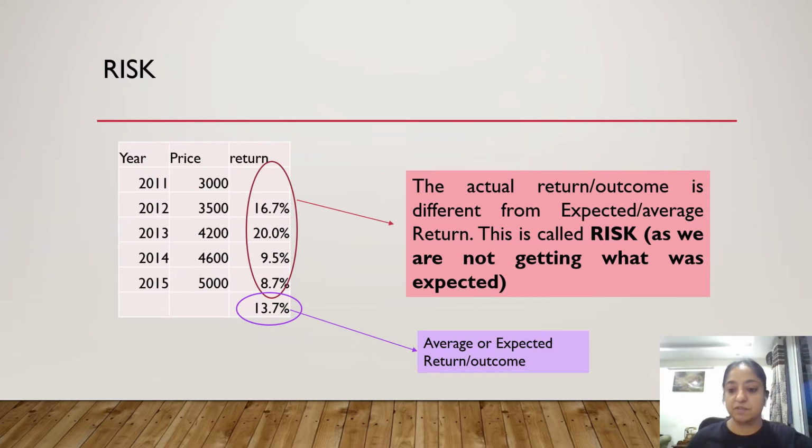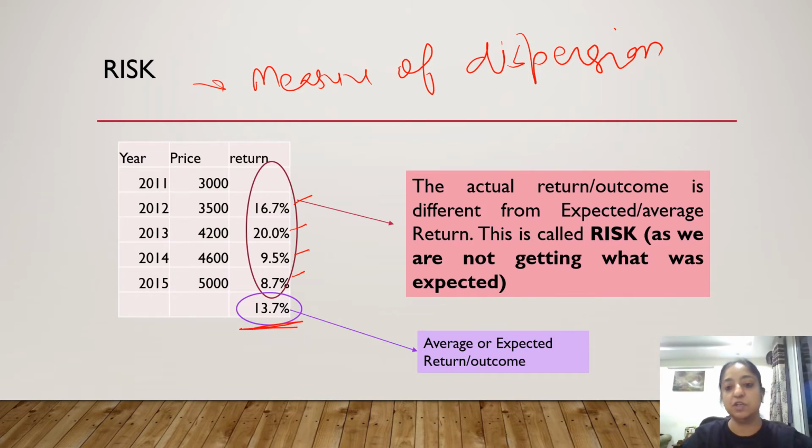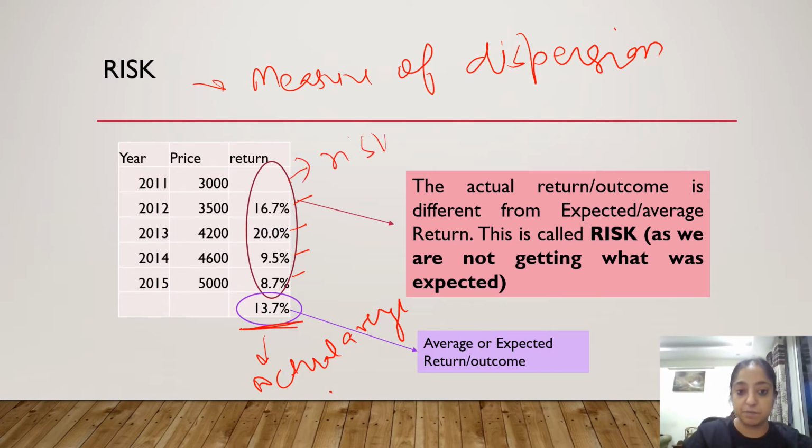Now let's come to risk. What do I mean by risk? Risk is a measure of dispersion. When I say dispersion, what do I mean in financial management? We are not going to get the same return every day, but we talk about the average return. So I wish to know whether my average return is an actual average, a true representation, or whether we face any kind of risk.